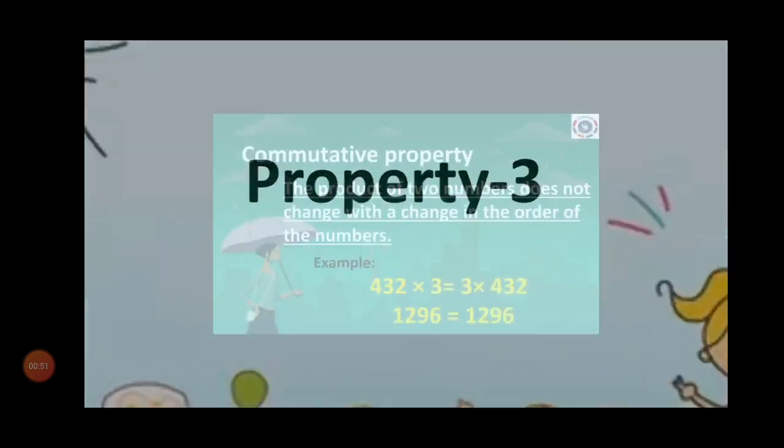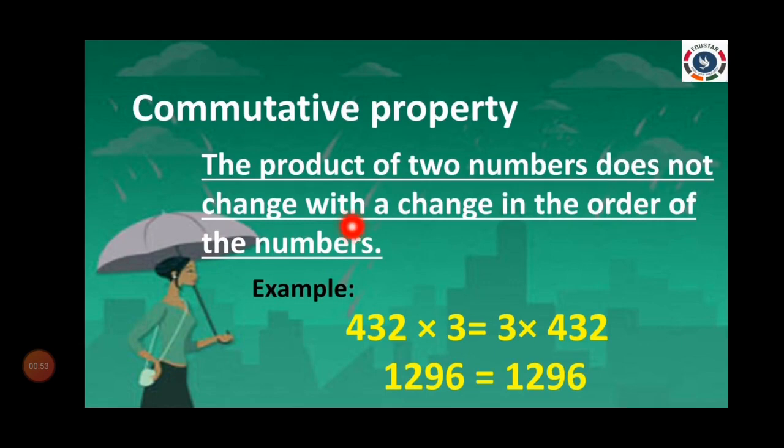Then property 3, commutative property. The product of two numbers does not change with a change in the order of the numbers. For example, 432 into 3 is equal to 3 into 432. Here we are changing the order of the numbers. Finally, we get the same answer. 1296 is equal to 1296.